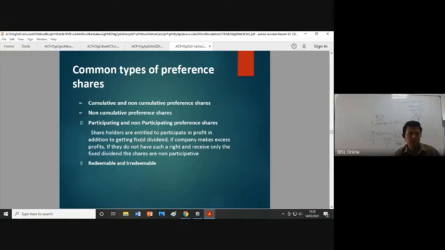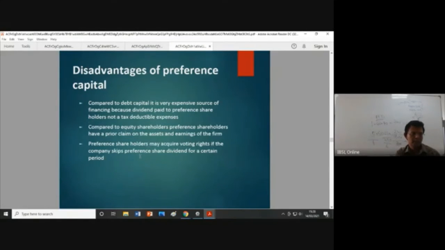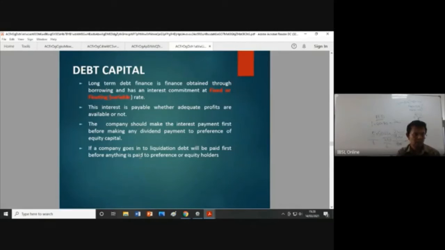These are the types of shares we discussed, the types of shares available at the moment. Preference share capital, you can read it. Debt capital, actually we have done this with you all.